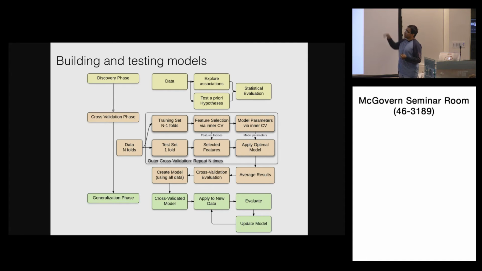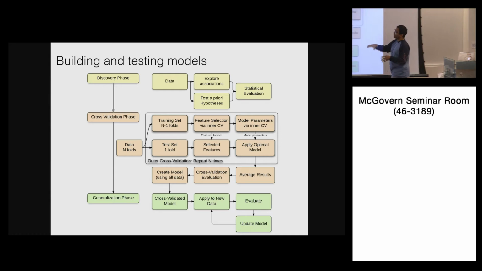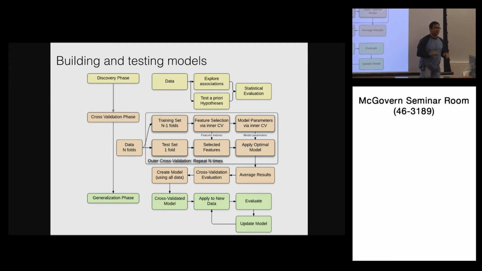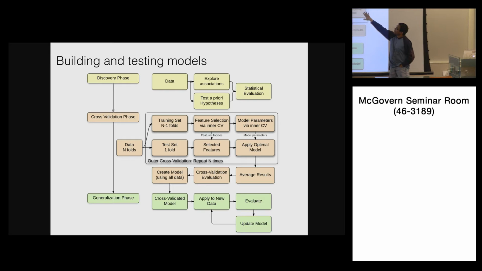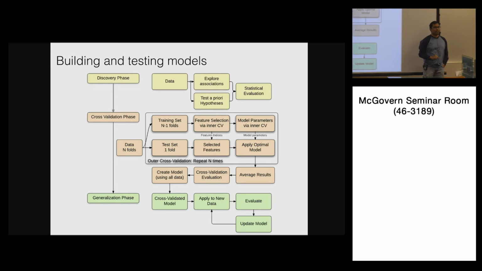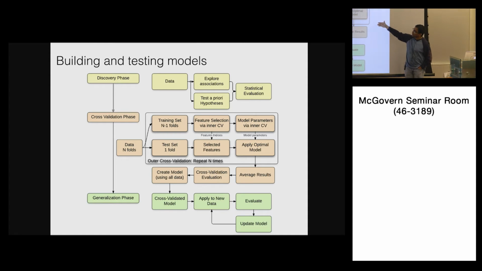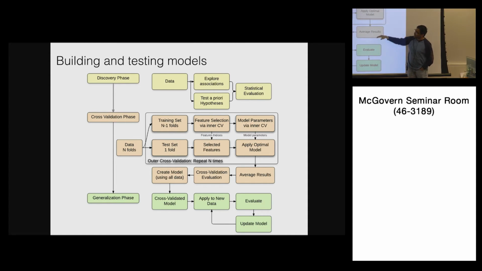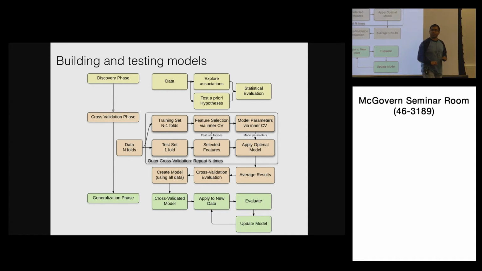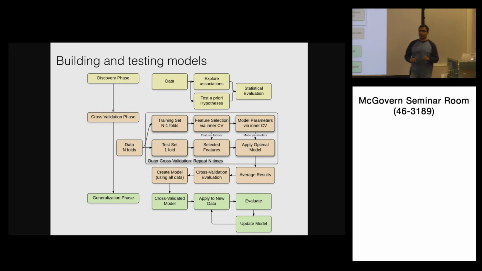A second phase might be doing this cross-validation. So now we have data, we break it up into training sets and test sets. We might do feature selection and model selection via nested cross-validation or an inner cross-validation, and then apply the model on the test set, average results, and evaluate the outcome of the cross-validation. If we are happy with that outcome, because that tells us how good our model is, then we take all the data with those features and parameters and create a model. So now we have a model, but we can no longer use it on the data we have because we've used all of our data up.